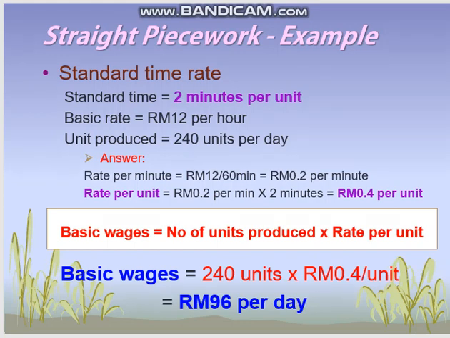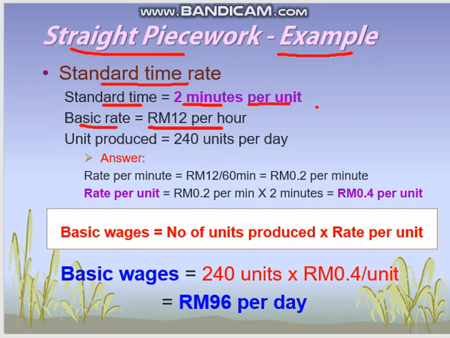Okay, now we move on to the standard piecework. Have a look at the example here. The standard time rate is given as 2 minutes per unit. So it means that in order to complete 1 unit, you have to do it within 2 minutes. The rate is stated as 12 ringgit per hour. What if one employee produces 240 units per day? How are we going to calculate the wages for that day?